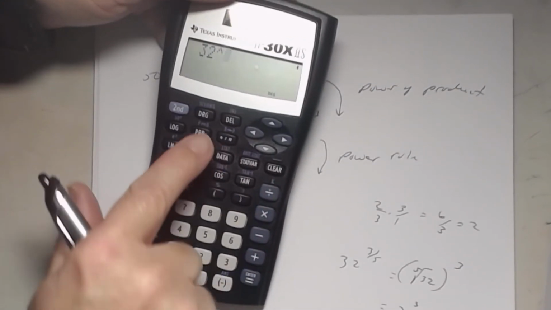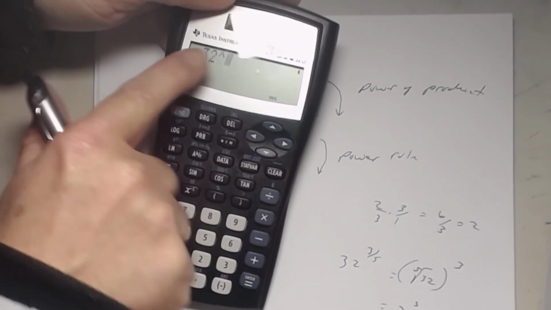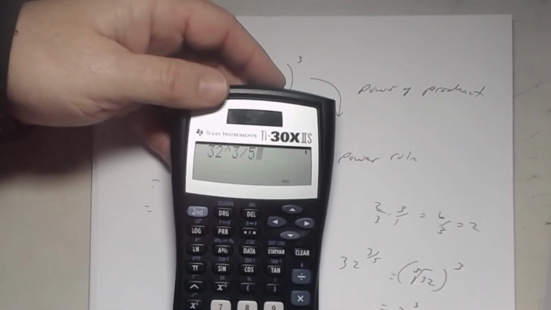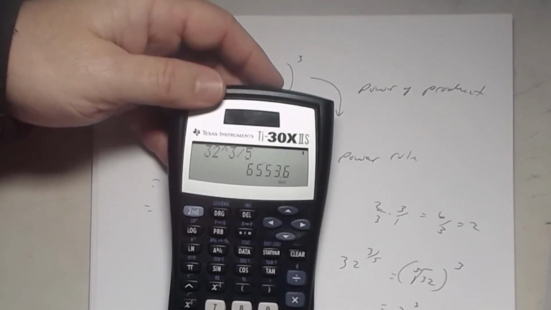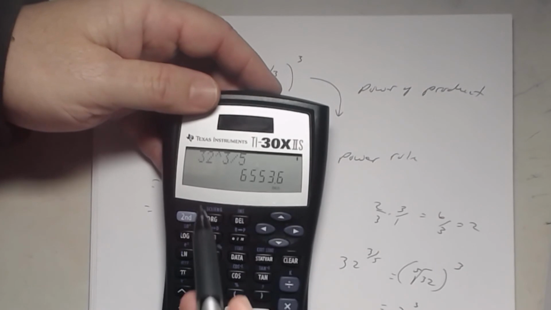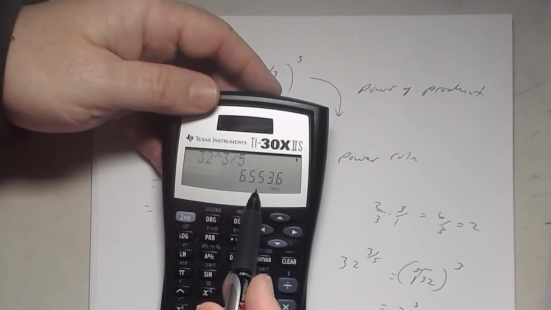Now you've got to be careful, because what you're going to do is say 32 raised to the 3 divided by 5 like this, right? That's what you would probably say. Now if you press enter, you don't get 8. You get this.